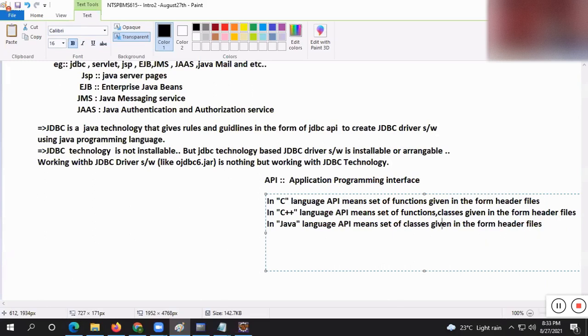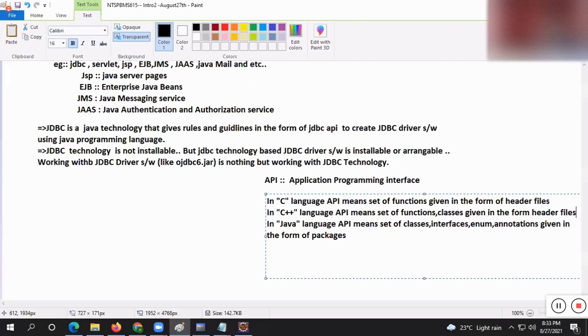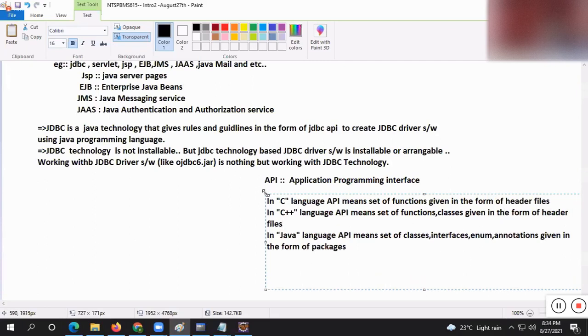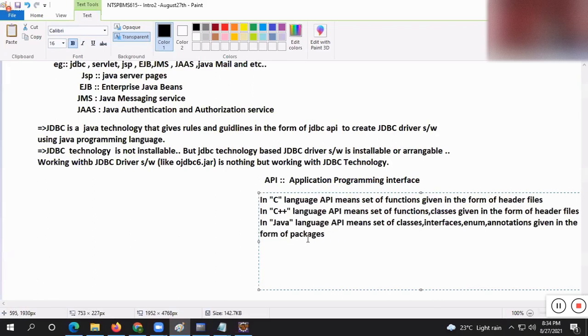Set of classes, interfaces, enums, annotations given in the form of packages. What do you say, guys? Given in the form of packages. Agree with me?